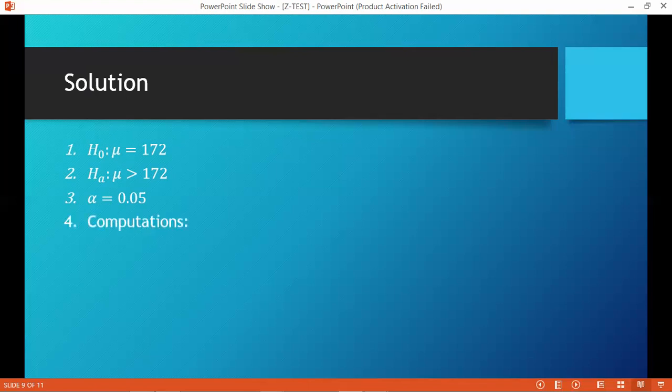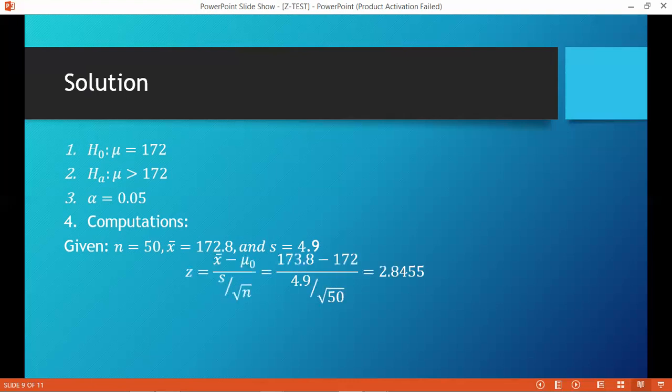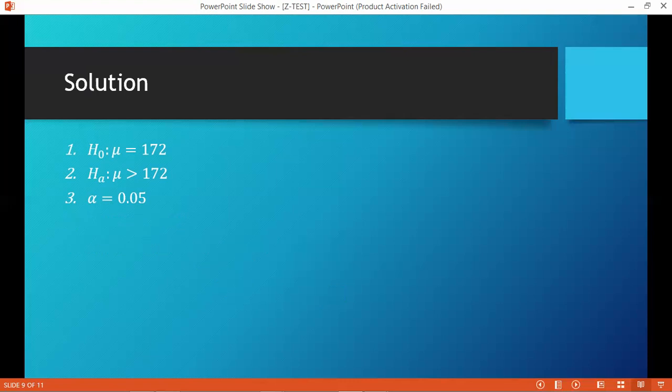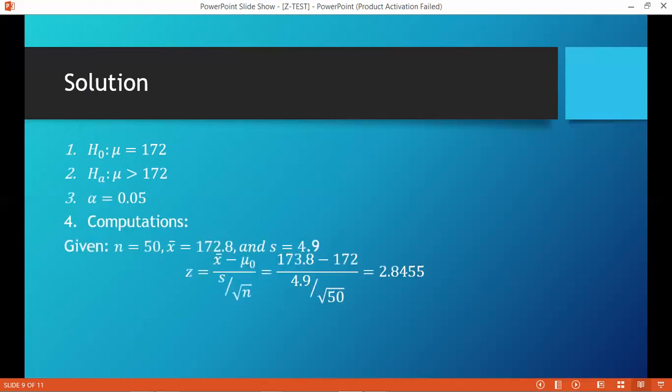For the computations, we know that these are the given. And we can solve now for the z-test. Pwede tayo mag z-test kasi nga the given n is greater than 30. Okay. So upon solving z-test, we have now 2.8455.